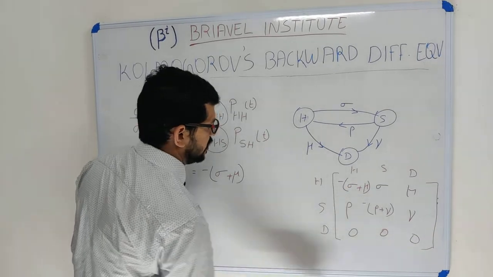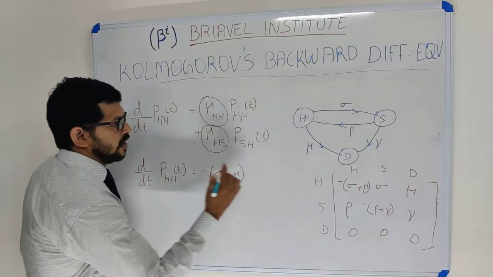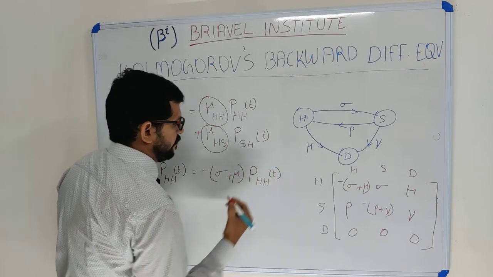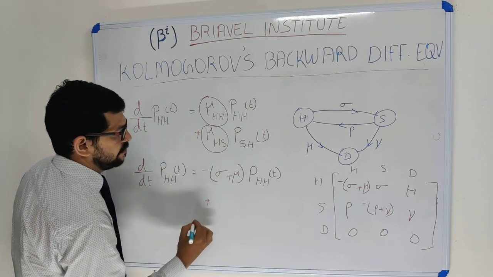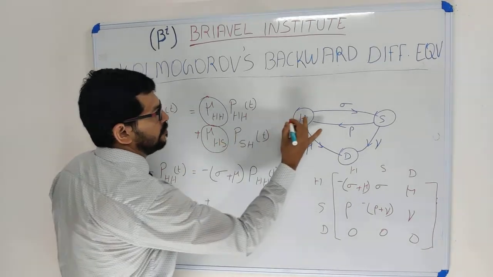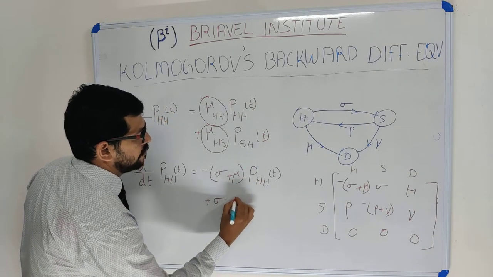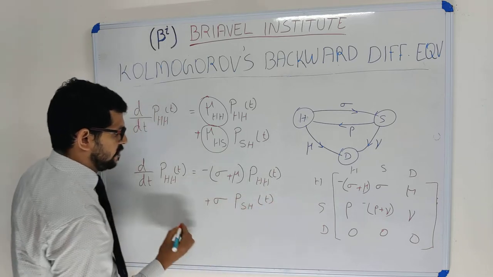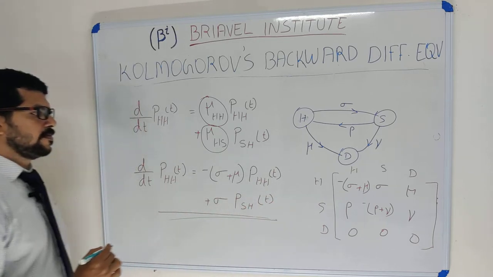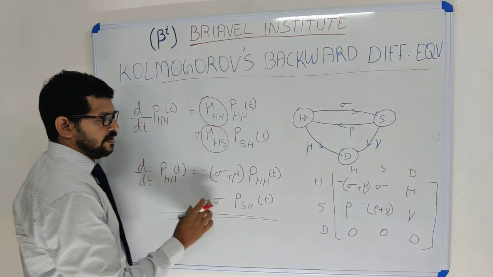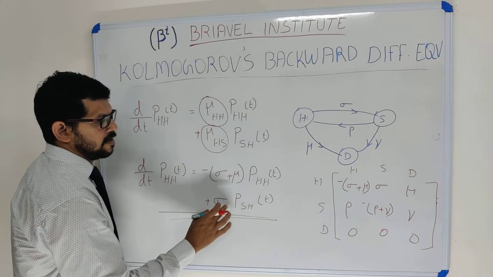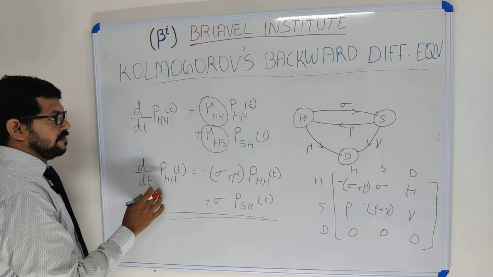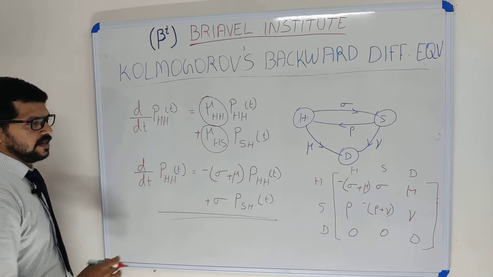How to write this generator matrix like that? And P of HH(T), plus mu of HS, where mu H to S is sigma, times P of SH(T). So this is our equation. This we have to write here: plus sigma times P of SH(T). So this is the backward differential equation of d by dt of P of HH(T).